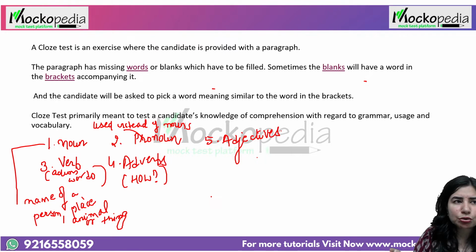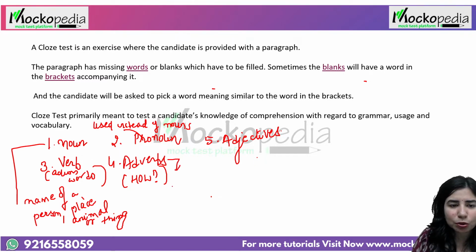So what would students do? Okay, you have to do grammar, so they'll start reading Wren and Martin. You are not supposed to be a grammar expert. You need to know the rules which are necessary for you to solve the questions, right? There's a difference between both these objectives, and we should be clearly sorted about what we want. Otherwise, it will be an effort in the wrong direction, and that's something I really don't advise.